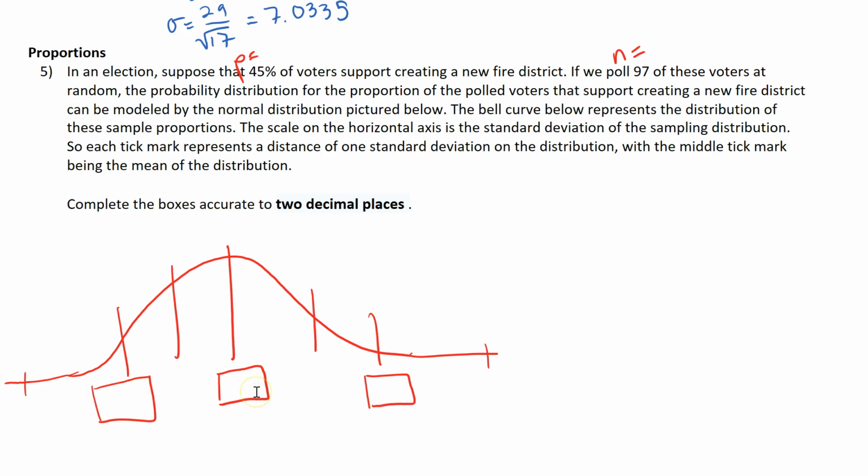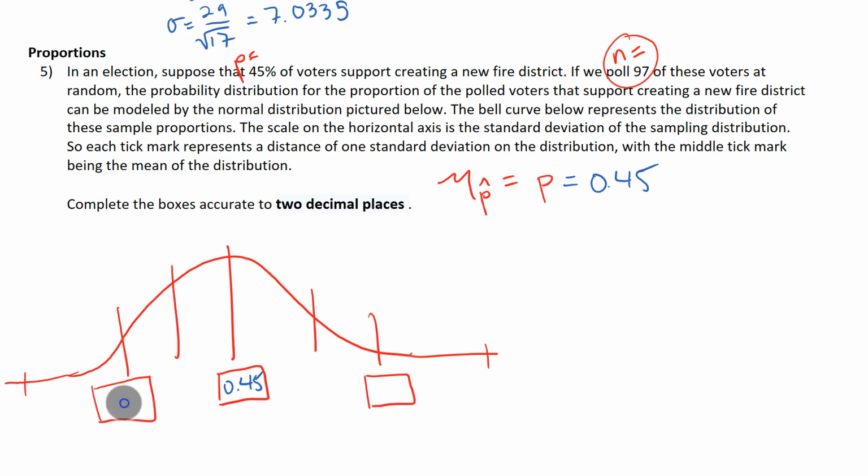So it's about figuring out our mean, figuring out our standard deviation, and then calculating each of these points. The formula for the sampling distribution of proportions: the mean of our p-hats, that's a sample proportion since we're taking a sample of 97, is just p. It's the same proportion as our population. We expect our samples to fall somewhere near where the population is. So right in the center, our p is going to be 0.45.